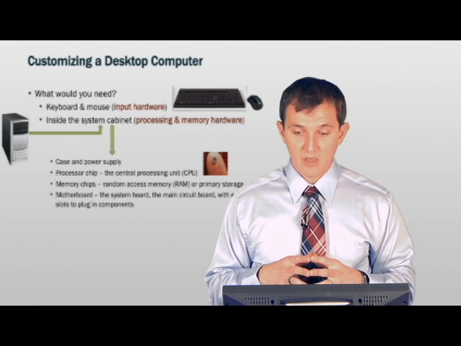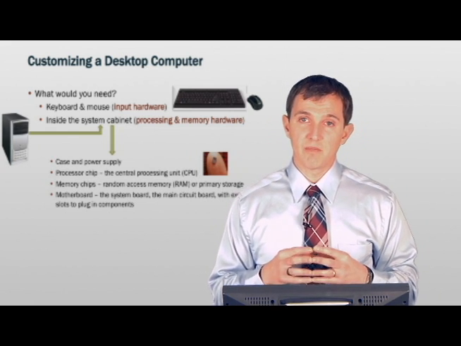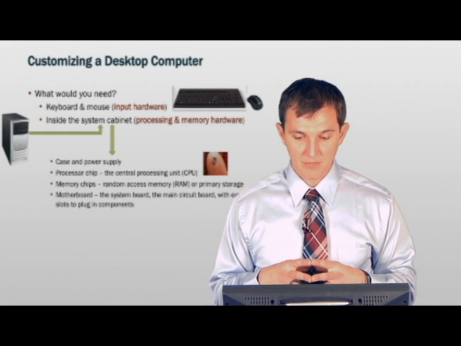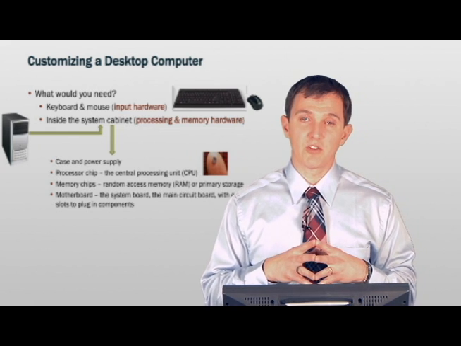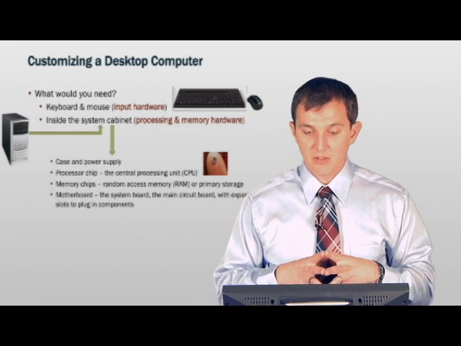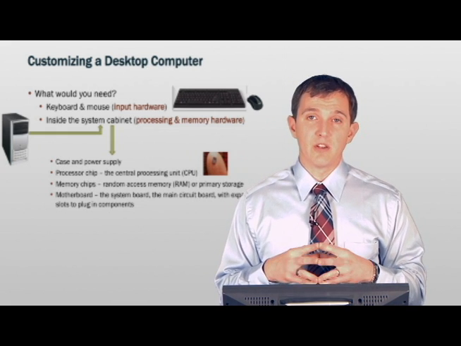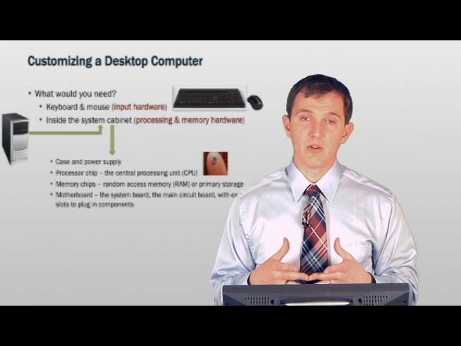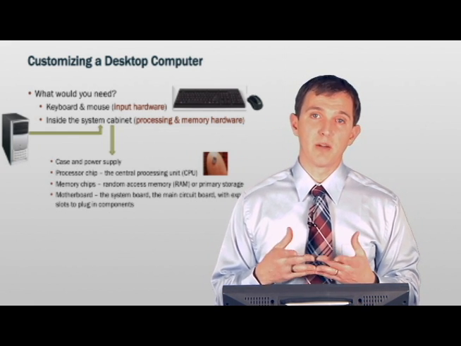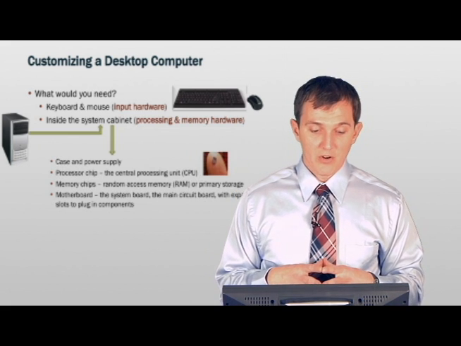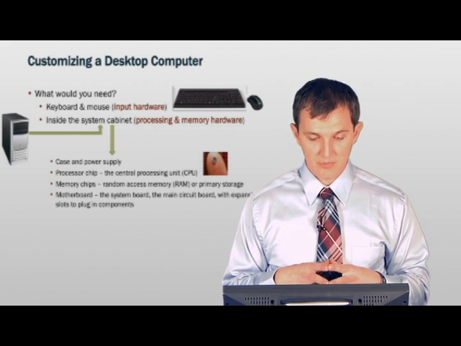Inside the system cabinet, you have the processing and memory, the guts, the nitty-gritty of the computer itself. The CPU, the central processing unit of the computer, which is basically the processor. The memory chips, random access memory, that is called the volatile storage, and when your computer loses power or you shut it down, the absence of power causes that data in the RAM to wipe itself out. Whereas the non-volatile data is stored on the hardware or on the hard drive.